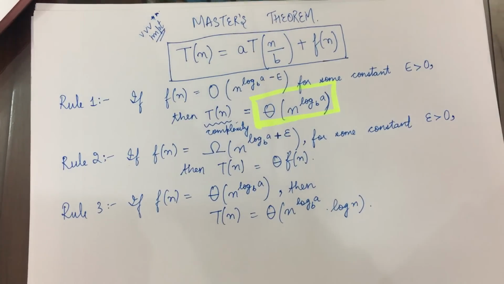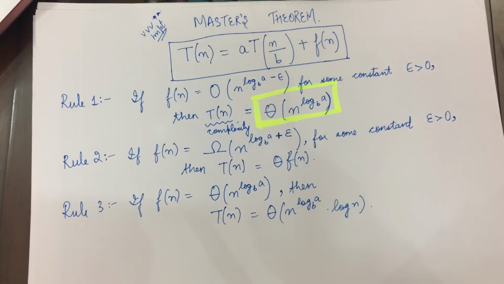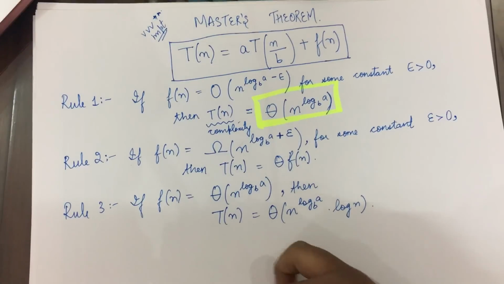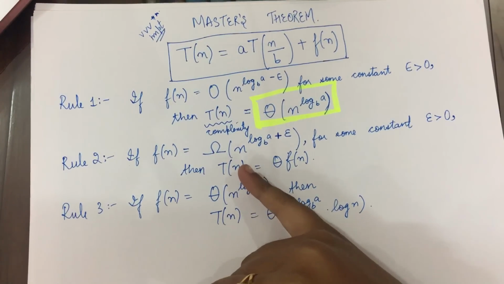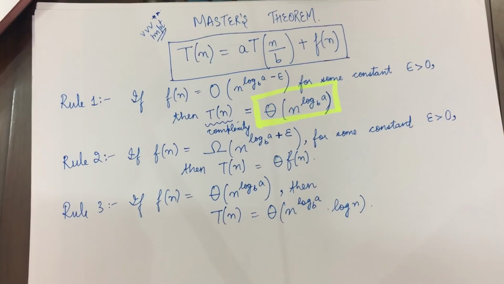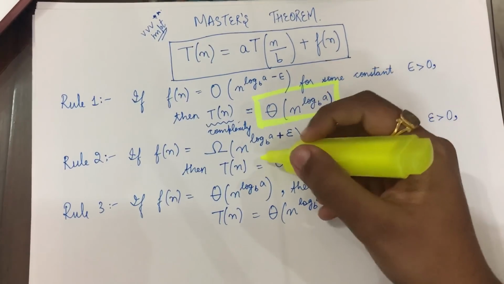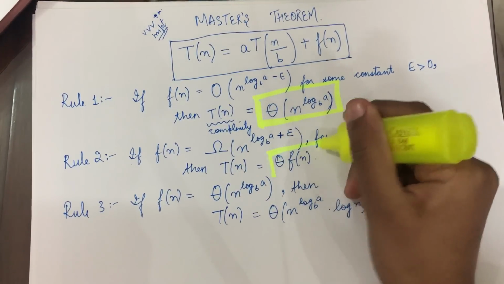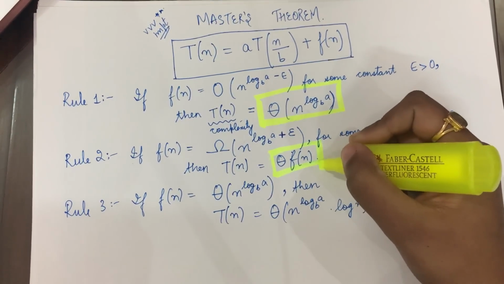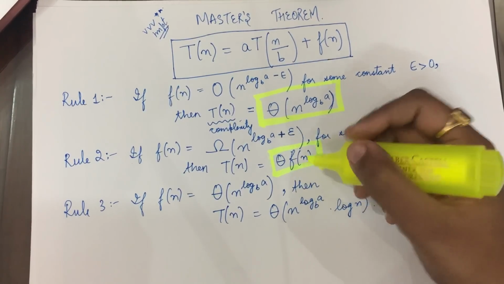Okay, so if our function f(n) is given in the form of omega of n to the power log a base b plus some constant e which is greater than 0, then we have the complexity T(n). We give it as theta of f(n).